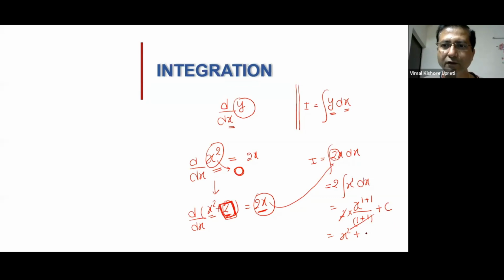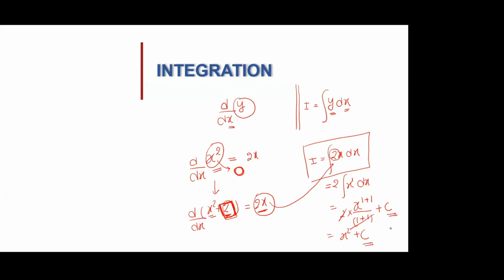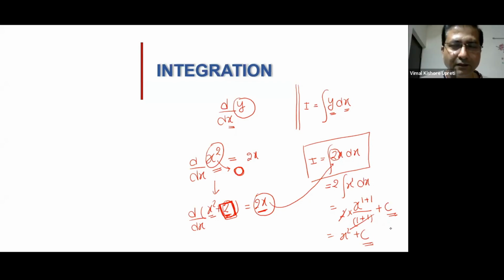How to get the value of c? That we will learn when we integrate a function in a limit. So how to do that, we will understand later. But for the time being, whenever we are integrating without any limit, that integration is called indefinite integral. And whenever we have an indefinite integral, at the end we add the integration constant, that is c. So this is what we have learned. Gautam, any problem?